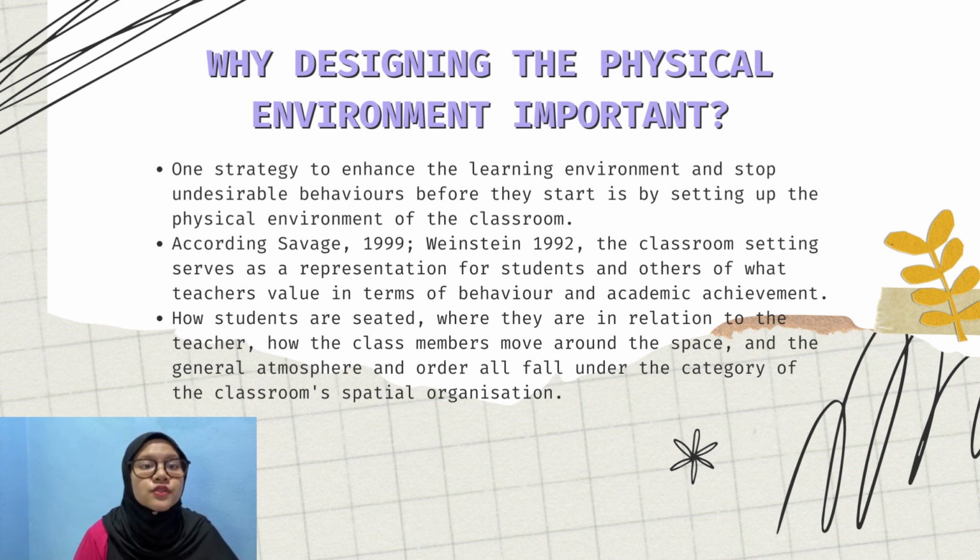Secondly, according to Savage, 1999, the classroom setting serves as a representation for students and others of what teachers value in terms of behavior and academic achievement. If a classroom is not properly organized to support the type of schedule and activities a teacher has planned, it can impact the functioning of the day as well as limit what and how students learn.